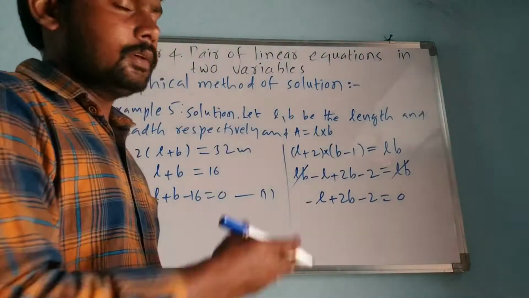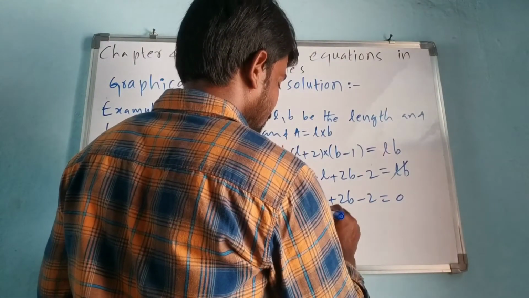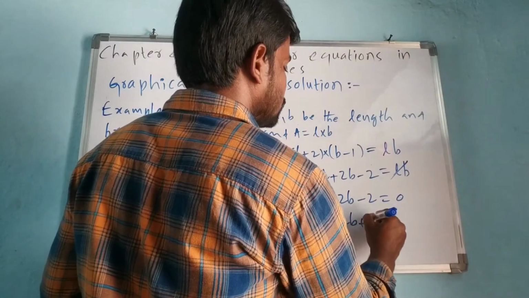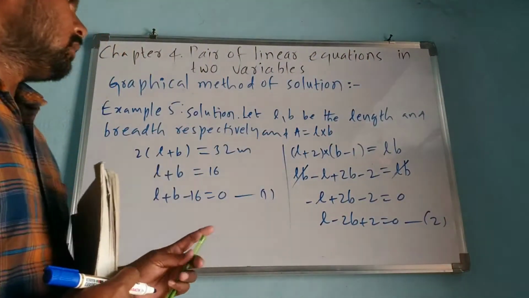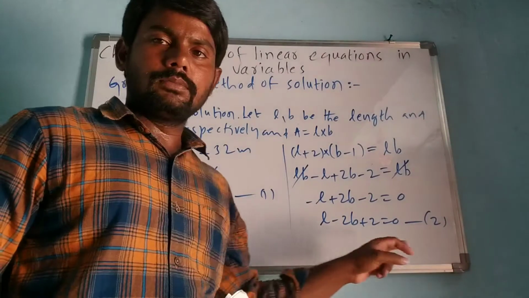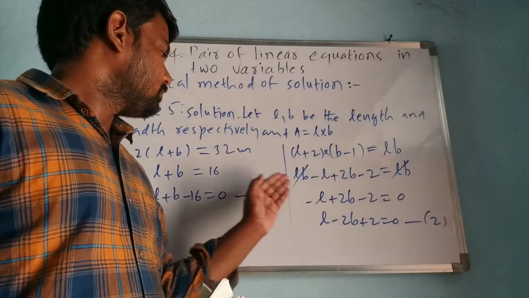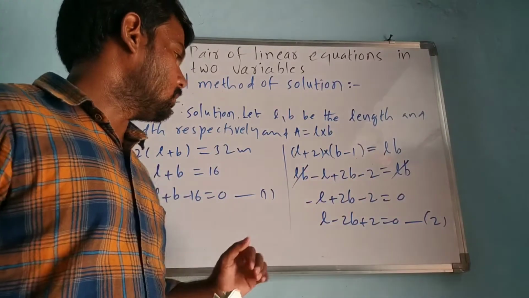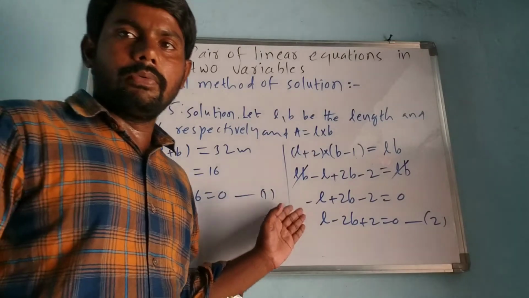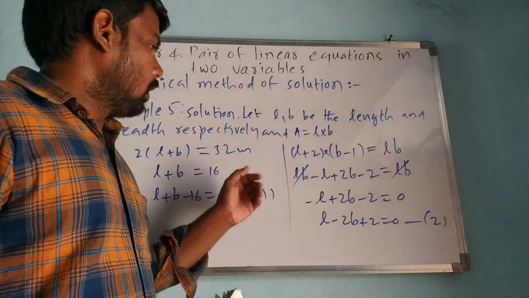So nothing on the right side. So this can be written as L minus 2B plus 2 is equal to 0. This is the second equation. So we get the two equations. So we can say that this is a pair of linear equations in two variables. So for them we have to find out the solution.